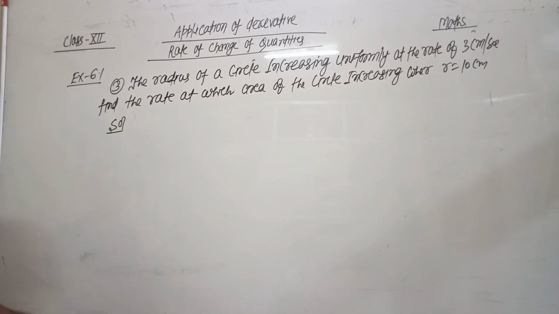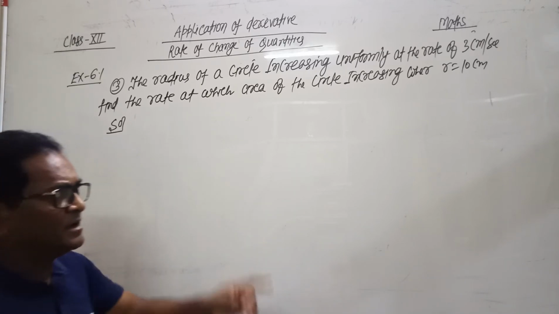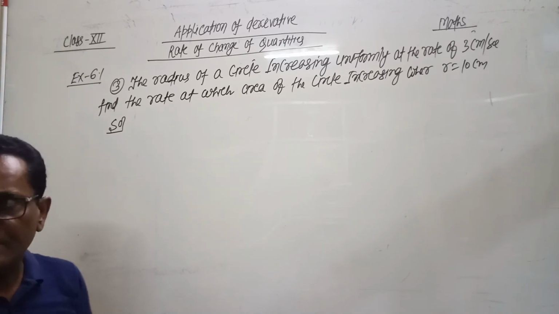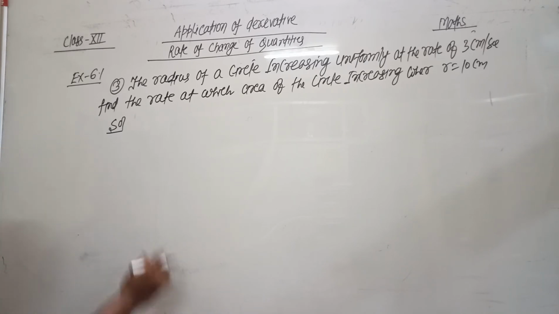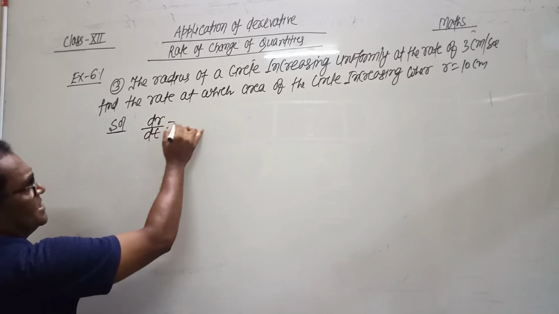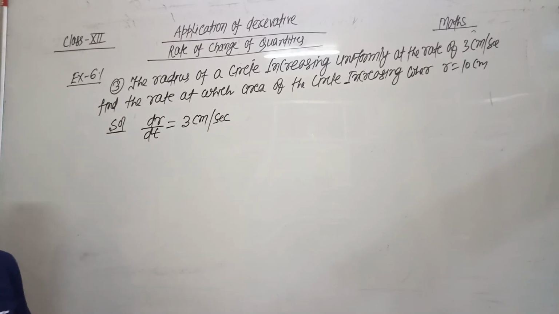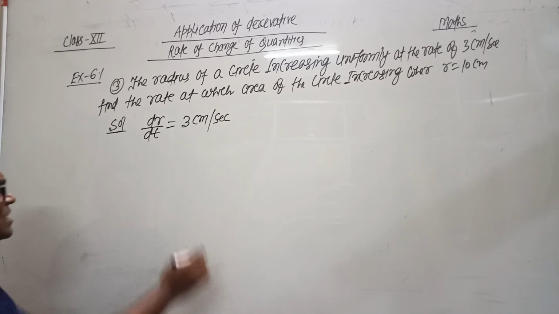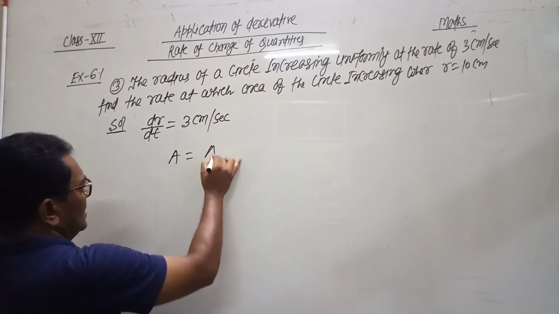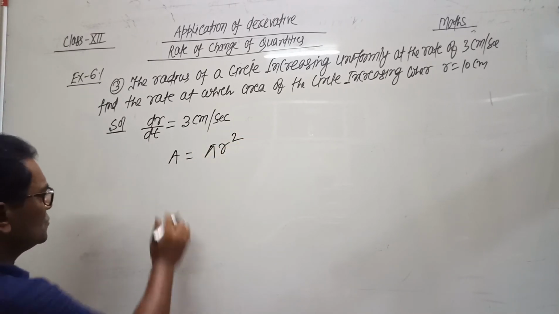The radius of a circle is increasing at the rate of 3 centimeter per second, which means there is a change in radius with respect to time. So we are given dr by dt, which is 3 centimeter per second. And we have to find the rate at which area is increasing. So write down the formula for area of circle, pi r square, and differentiate with respect to t.